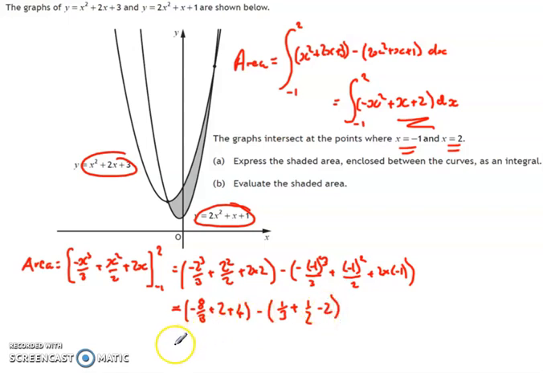So if I do each of these brackets on their own, this one here is -8 over 3 plus 2, but remember you've got to represent that as over 3. So -8 over 3 plus 6 over 3 plus 12 over 3. That's -8 plus 6 plus 12. So that's then going to be -8 plus 18. So that one there is going to give me 10 over 3 for this bracket.